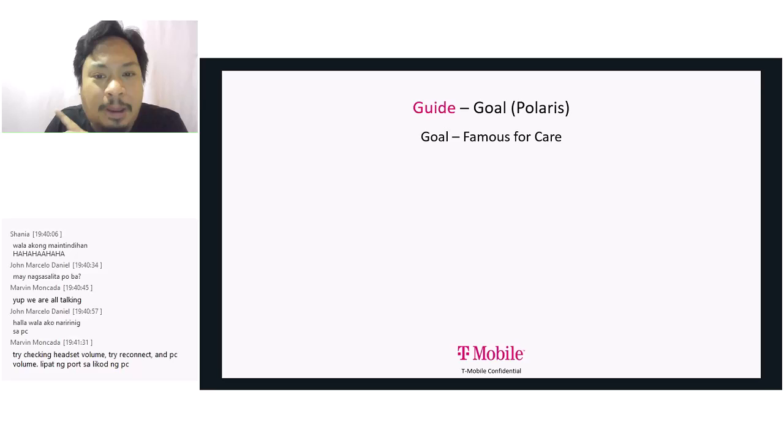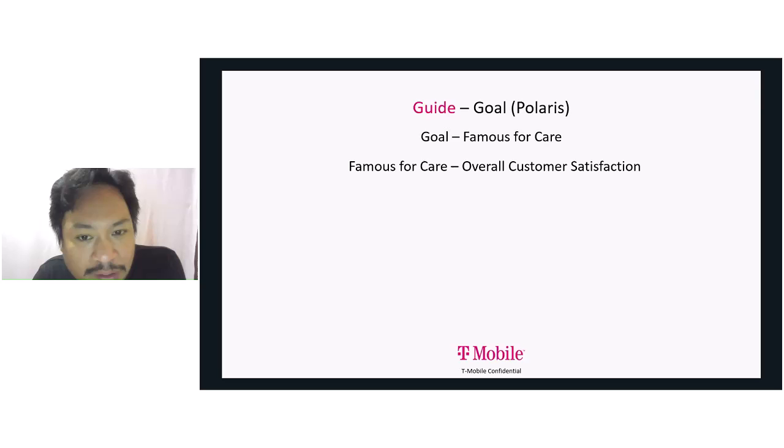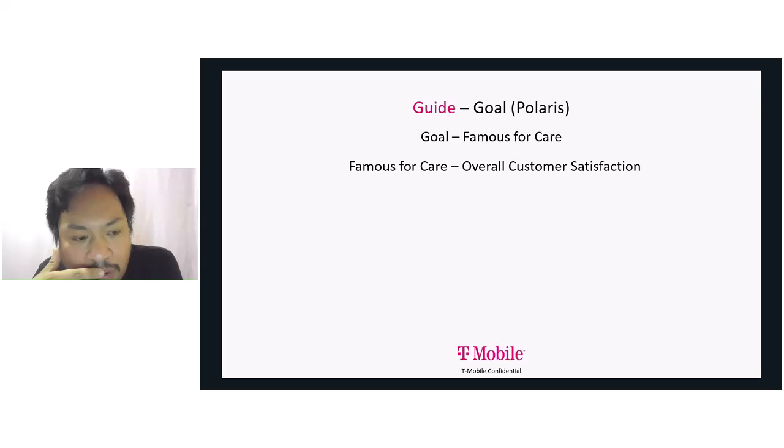Now, how do we go about being famous for care? I'll explain our next guides. We want to be famous for care by providing overall customer satisfaction. So, let's remember, we are learning this so that all our actions will be pointing in this direction. How do we know that we are giving overall customer satisfaction? Is there anyone who knows the 2 components of overall customer satisfaction?